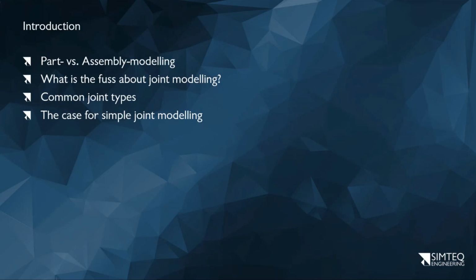So in this first part, I will cover a little bit of some examples of joints, but what I'll spend time on first is how to model and what the differences are in modeling parts and assemblies. Then a bit about what's this fuss about joint modeling, why do we care, some common joint types, and then the case for simple joint modeling. So we look at all of the common joint types and what the complications are, and then why we want to try and simplify it.